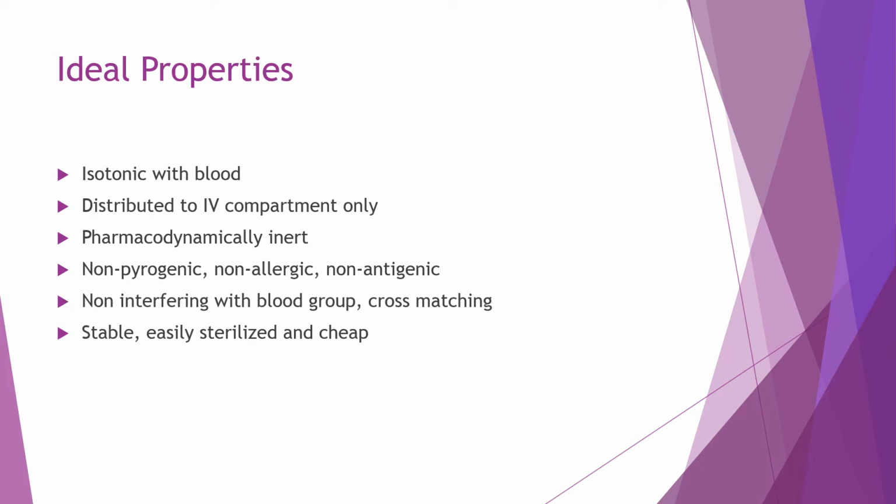What are the ideal properties? What should be the ideal properties of this plasma expander? So the very first property, they should be isotonic with the blood. This is the most ideal property of the plasma expander. It should be distributed to the IV compartment only. It should not go anywhere. It should not be distributed inside the body. So it should be retained in the IV compartment, because it is for the plasma.